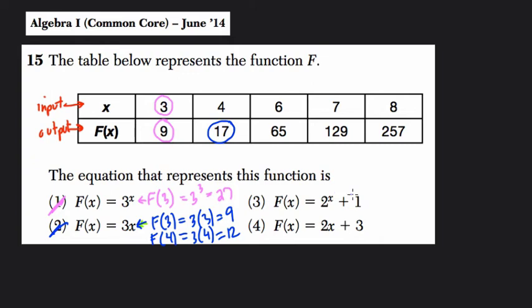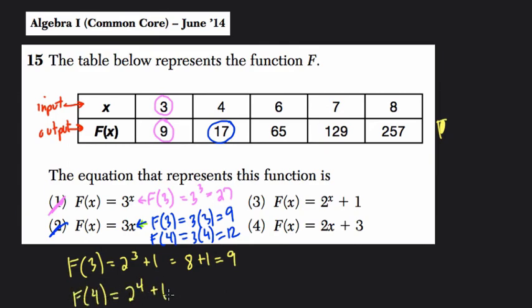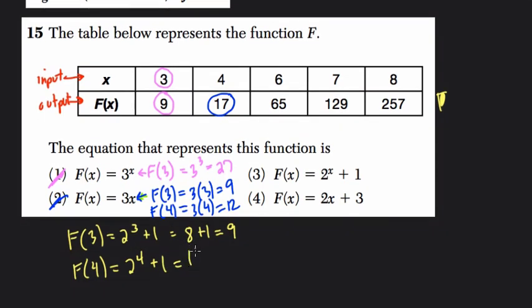Choice 3, 2 to the x plus 1. So here, let me do it to the left, it's a little bit more clear. F of 3 equals 2 to the third plus 1, which equals 8 plus 1, which equals 9. So an input of 3 gives us an output of 9. That works. F of 4 is 2 to the fourth plus 1. 2 to the fourth is 2 times larger than 2 to the third, so it's 16. Plus 1 is 17. It's working.